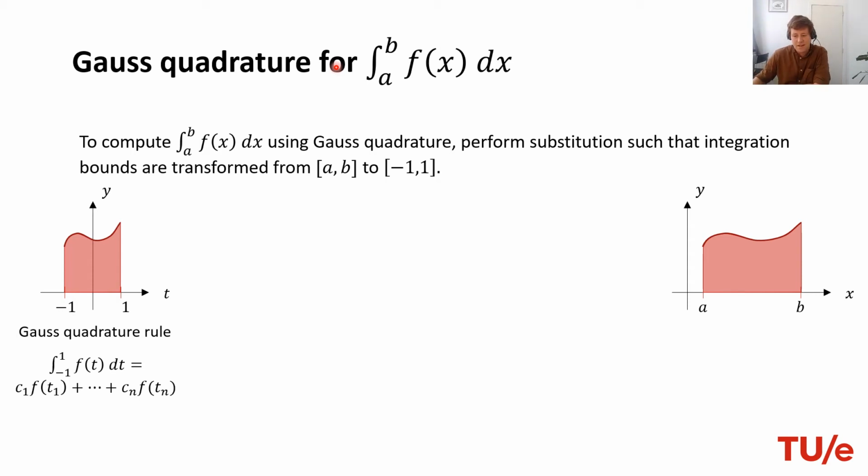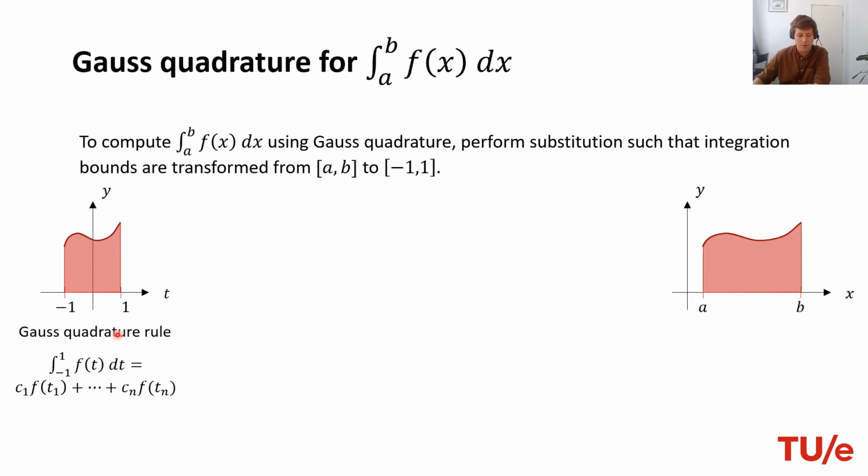Fortunately, we can do a substitution such that for a general a and b, we can still use these Gauss quadrature rules for functions between -1 and 1 using a smart substitution. So we basically have to transform this interval from -1 to 1 onto the interval which we are actually faced with, from a to b. Now, how do we do this? Well, we basically just have to transform it.